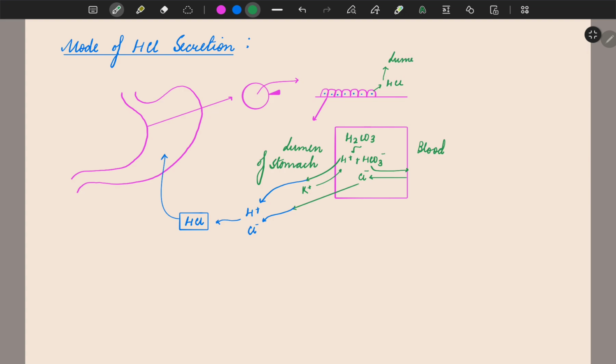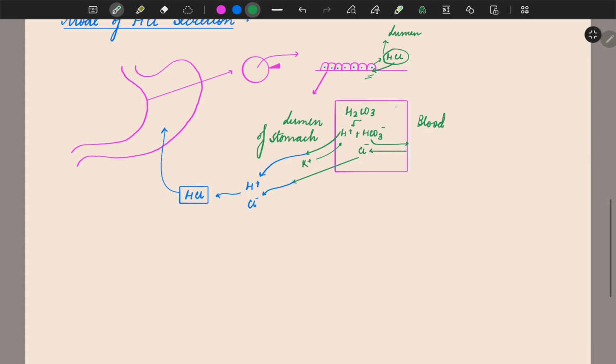this is the lumen, and this is an acid. This is going to burn this cell. So how can the cell survive? If the cell is not surviving, then obviously it cannot secrete HCl. So what is the mode?